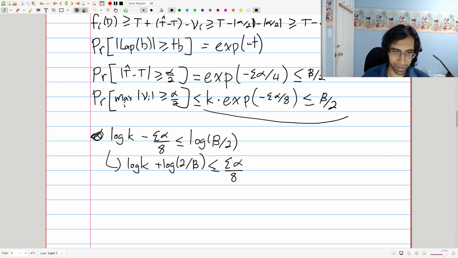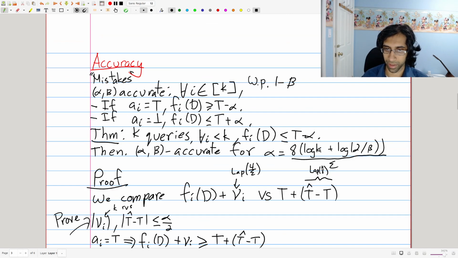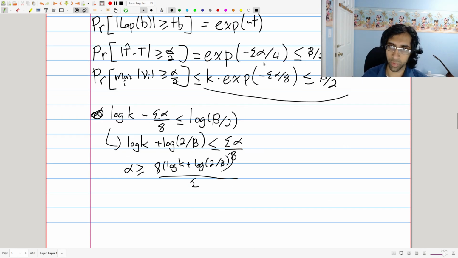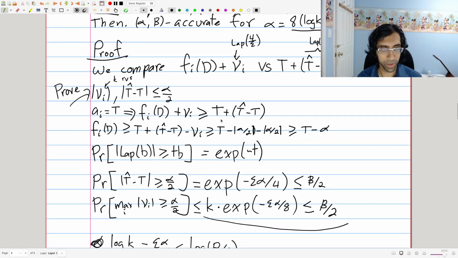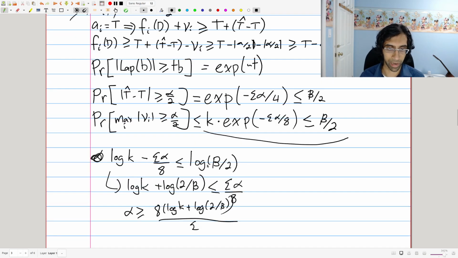And so this implies that, for this to hold, we need alpha greater than or equal to 8 times log k plus log 2 over beta, over epsilon. And recall, that's precisely what our accuracy guarantee was that we had here. You can see that the same value of alpha will cause the other one to hold as well. So that essentially completes the proof. All we had to do was reason about how large the random variables could be and bound the probability that any of them is too large, which is very easy to do because Laplace random variables are rather convenient to reason about.